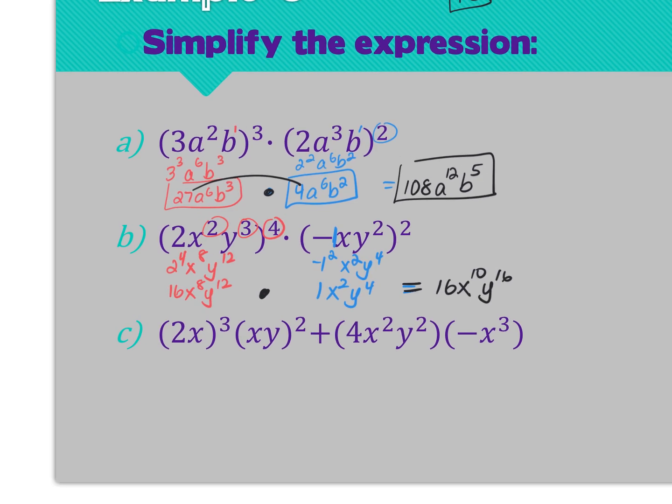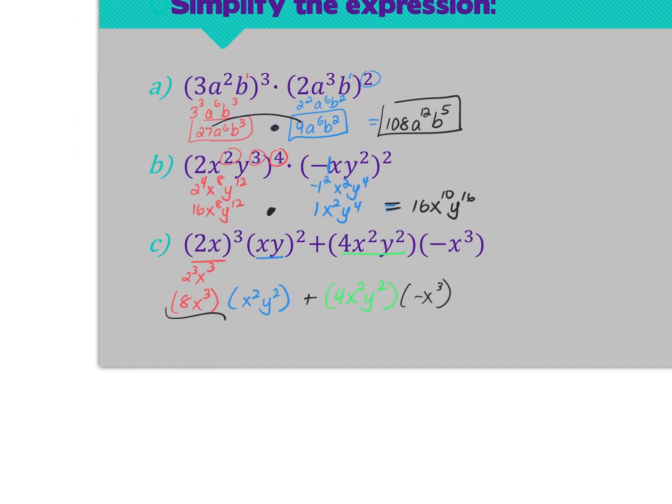And the last one, let's see, we've got a bunch of stuff here, right? So let's first start with this one. 2x to the 3rd power is 2 cubed x cubed, which is 8x cubed. That's that one. Let's go with the next one. I've got xy to the 2nd power, so that's going to be x squared, y squared. Let me go with the third one here. This is just what it is, 4x squared, y squared. It's not raised to any power, right? And the last one here is just itself as well, right? Nothing changed there.